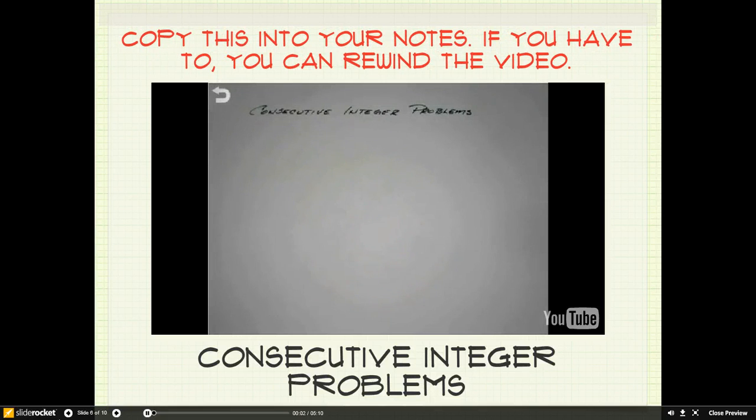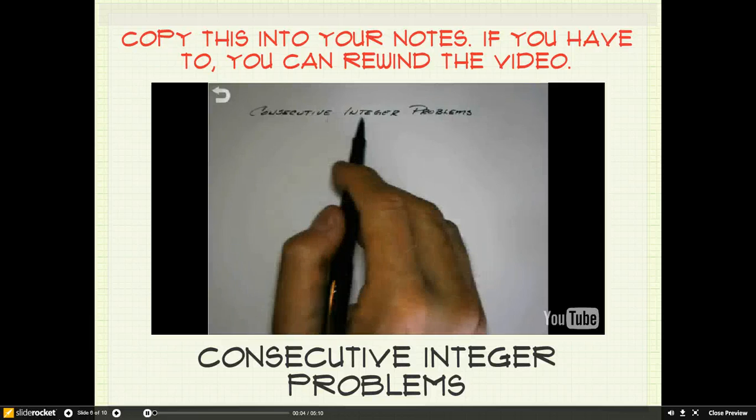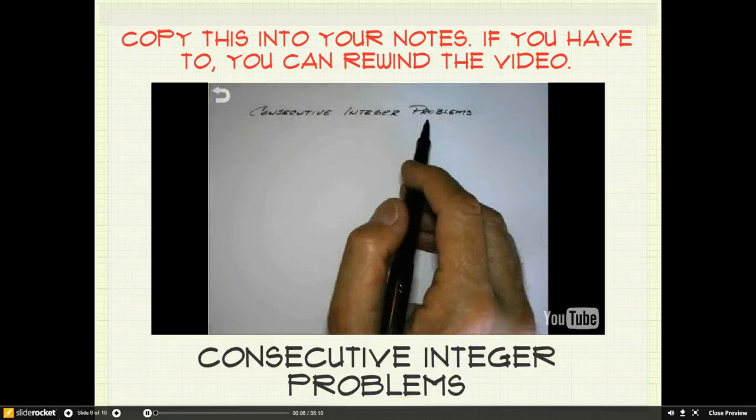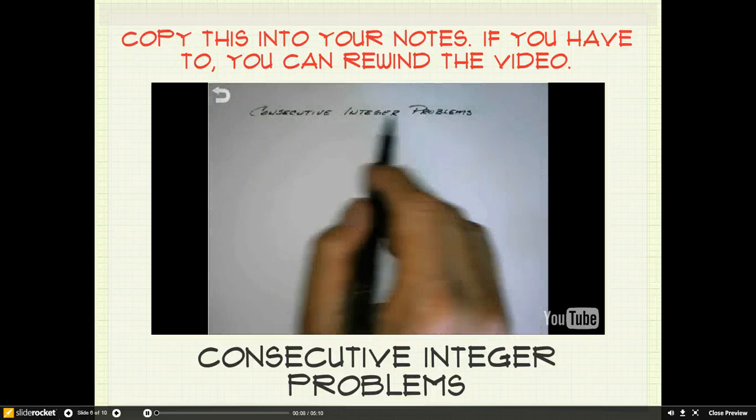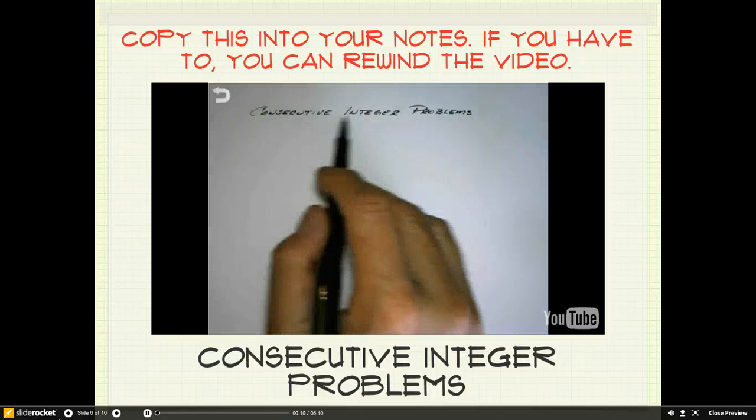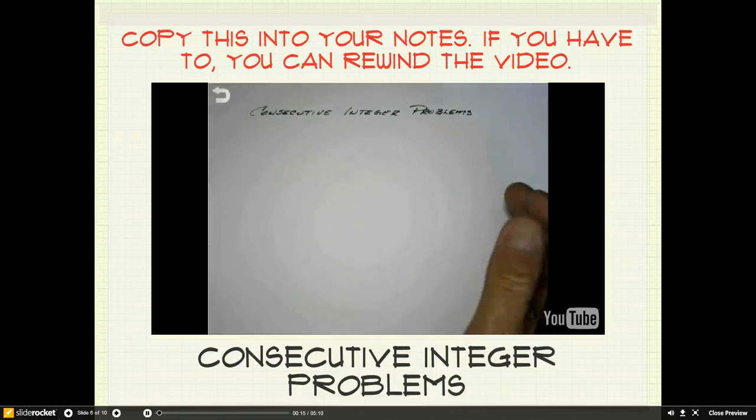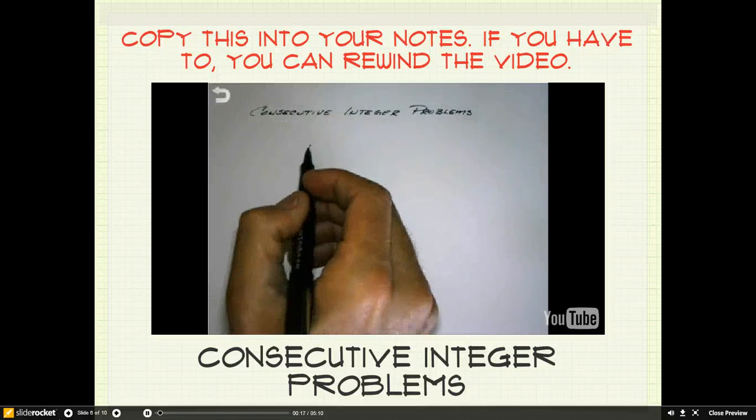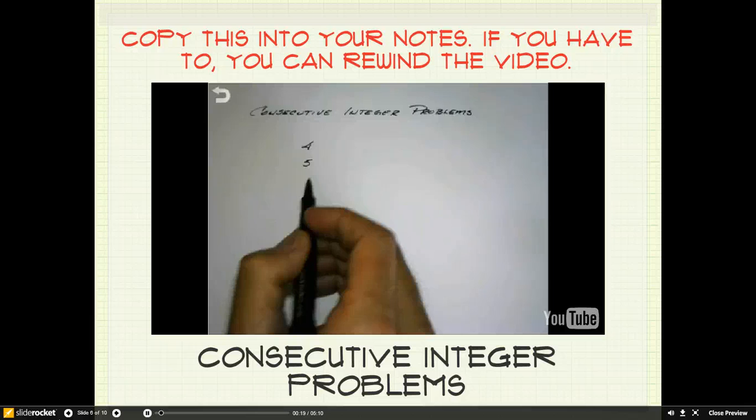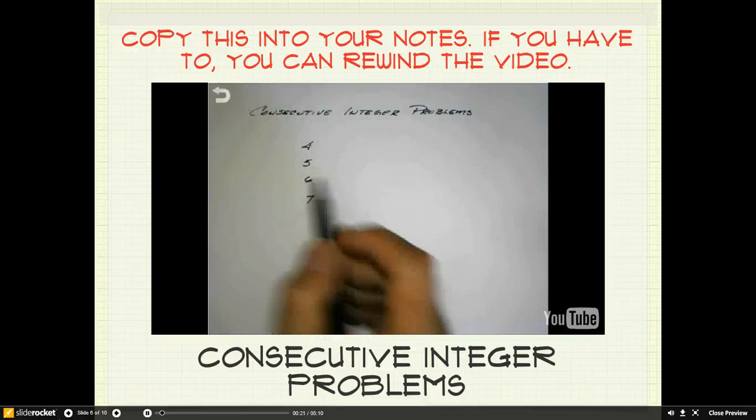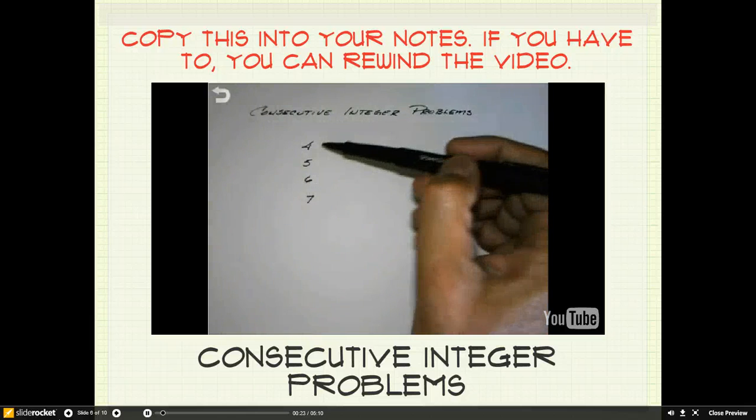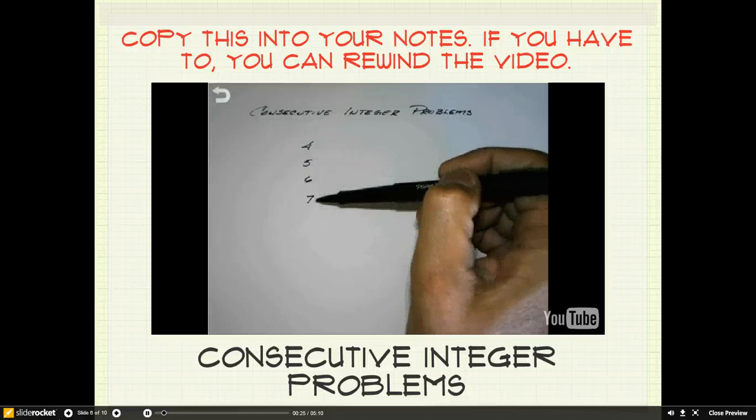Okay, in this type of problem, we're going to look at consecutive integer problems. Now, before we jump into this one, let's talk about what this means. What are consecutive integers? Well, I want you to think of 3 or 4 numbers that are in a row. Let's look at 4, 5, 6, and 7. And you can see that these are consecutive numbers. 4, then 5, then 6, then 7.